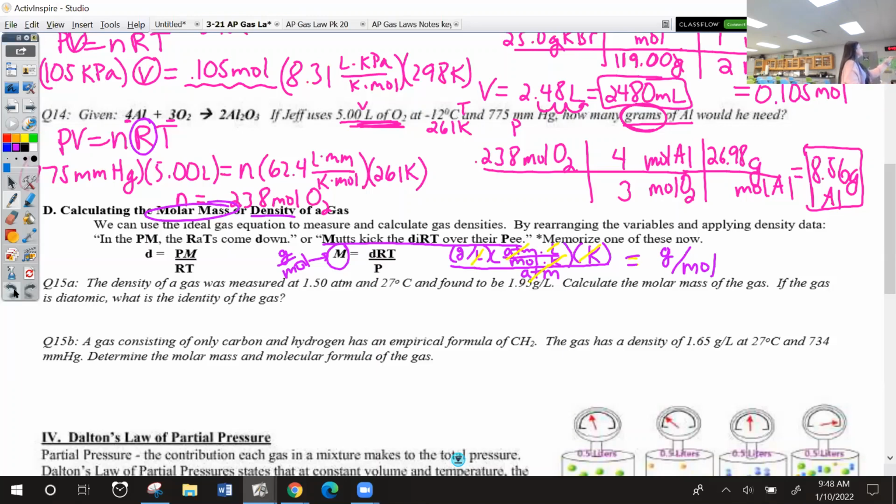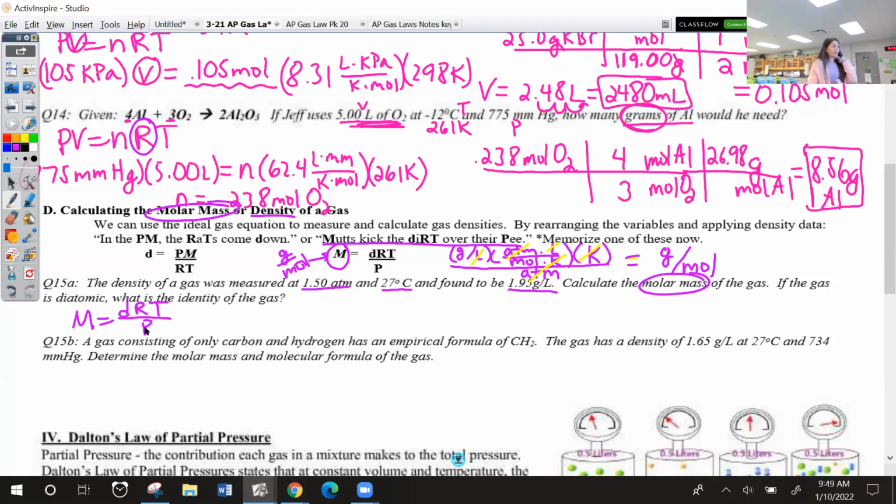Okay, so let's do the first one. The density of a gas is measured at 1.50 atmospheres and 27 degrees Celsius and found to be this value. That's our density. Mass per unit volume is your density. Always make sure it's grams per liter so that your units cancel out properly. If it's in kilograms, you'll want to change it. If it's in milliliters, you'll want to change it. And we know we're looking for molar mass, okay? So let's write our equation down. Mutts kick dirt over the P.